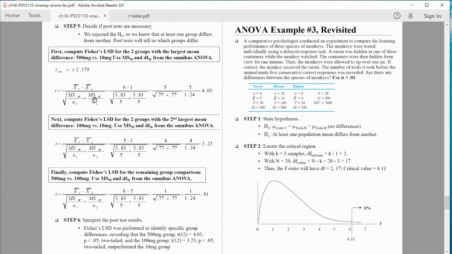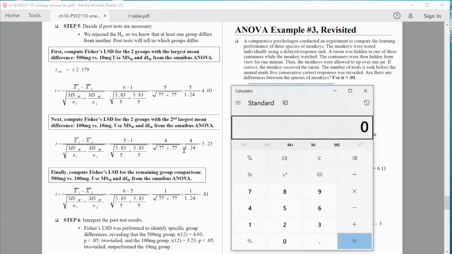Keep in mind, this value right here, the denominator, is going to be the exact same in all of our comparisons because we're using the same numbers: mean square within over the number of people per group. So as long as we have the same number of people in each group, all of these comparisons that we do will have the same denominator, this bottom part. You can see again, we just put 3.83 in, which was the value of mean square within, and we divided by the number of people in the group, 5 people. So now we have 4 divided by 1.24.